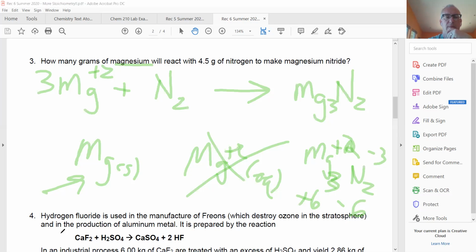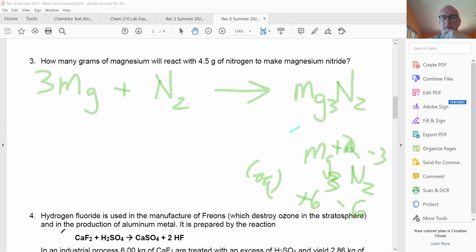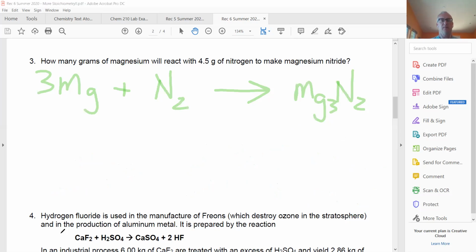And then, all right, so now we write down everything we know. So this would be solid, and that would be gas. And then this would be solid. All right, so we have 4.5 grams of nitrogen gas.